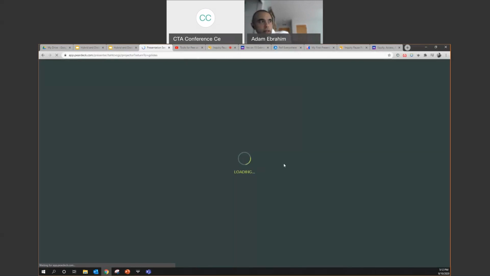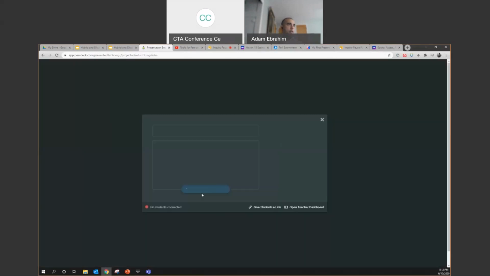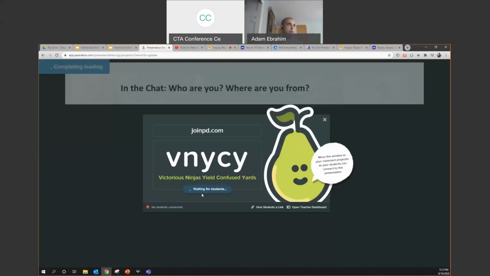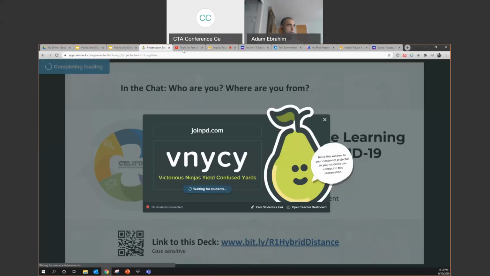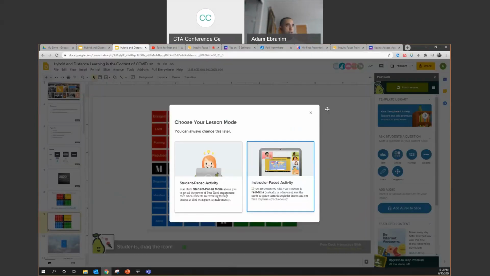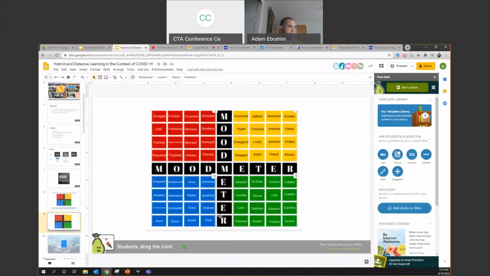I'm coming here to the end. So when the lesson starts, people, let me just close it. All they will do is drag the icon to where they are. So you could totally use the mood meter in Pear Deck. In fact, I would recommend it that way. The mood meter is just an image on the internet and a tool from the Yale Center.